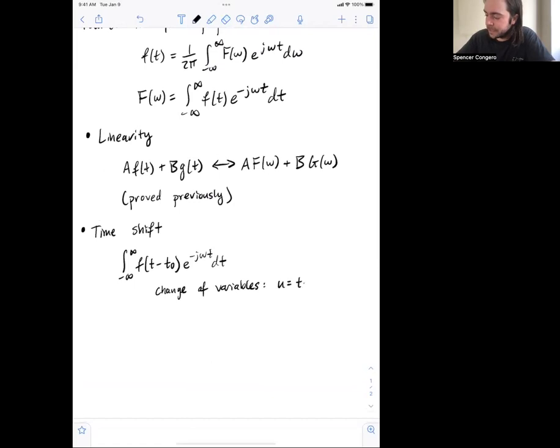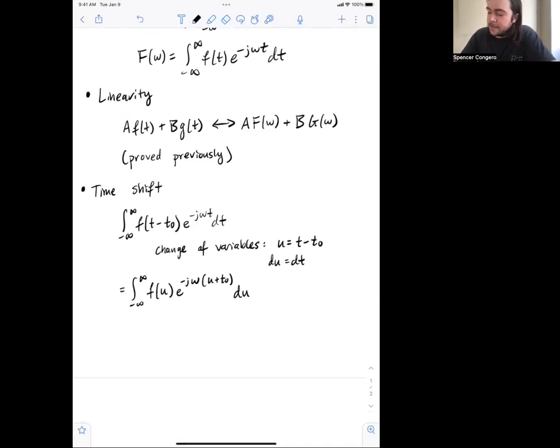So I'll let u be t minus t naught, the argument, and that means du is dt. And so what does that mean for this integral? That means I get f of u, e to the negative j omega, and then what's t? Just bring t naught to the other side. t is u plus t naught. And then dt is du. Okay, now what can I do? Well, this e to the negative j omega t naught doesn't depend on the integration variable u, so I can bring it out. And I'm left with this integral, f of u, e to the negative j omega u du.